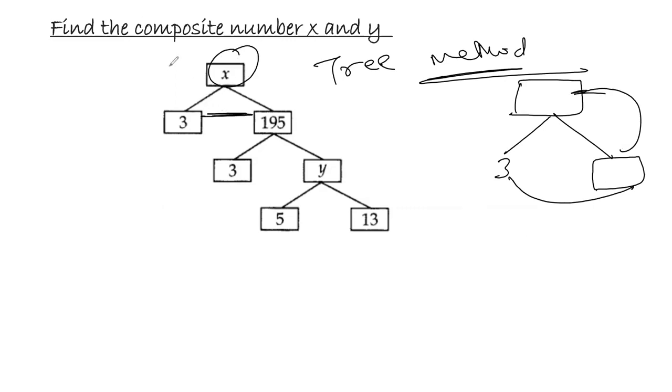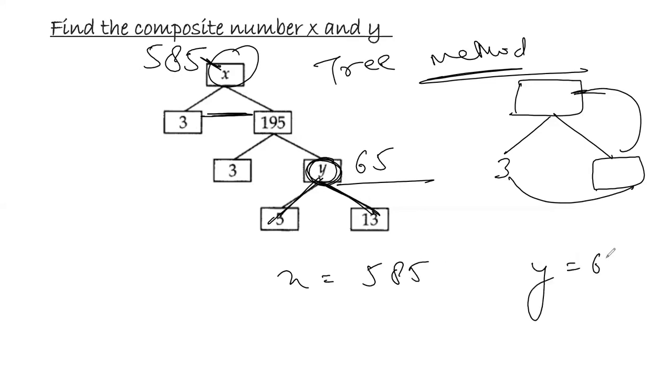3 multiply 195, which is 3 5s are 15, 3 9s are 27, 28, and 3 1s are 3, 4, 5. It means X is 585. So whenever you are branching a single number, it means the total number is the multiplication of these two numbers. So 195 multiply 3 is 585. Now you have to find this Y, and it will be the branch of 5 and 13. Again multiply 5 and 13, which is 65. So X is 585. And what is Y here? 65.